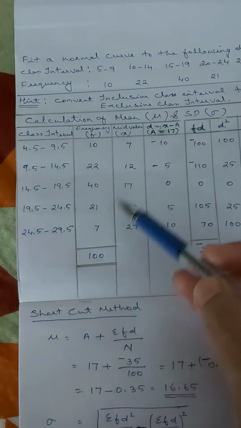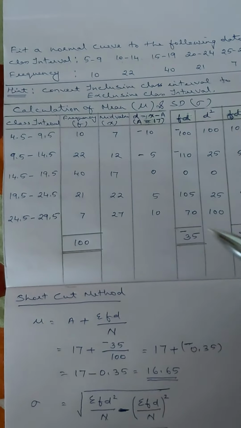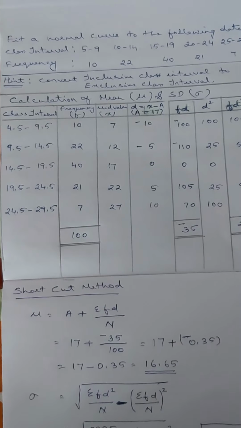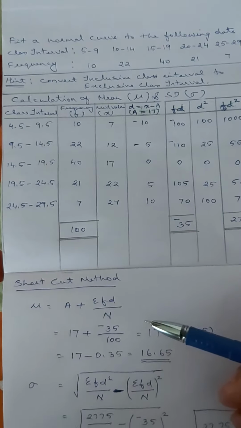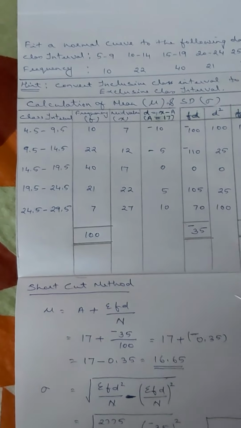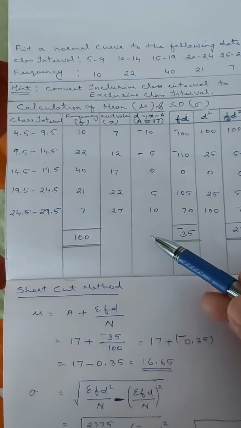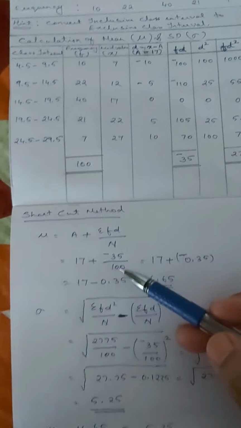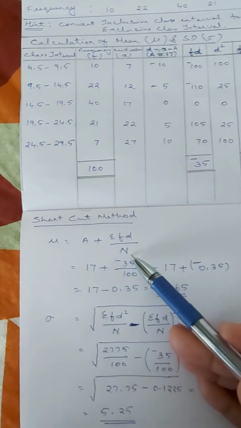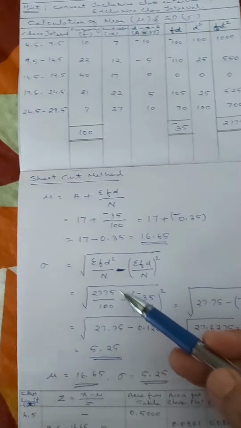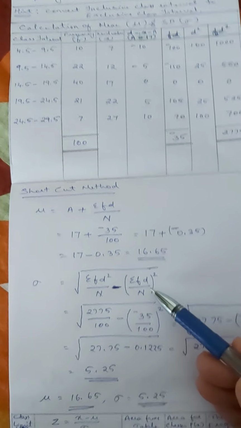Now you have to calculate the mean and standard deviation, which are the parameters. How to calculate them? You know there are three methods. In the first question we used the direct method. In the text you are given the step deviation method. So we can use the second method, that is the shortcut method. In the shortcut method, the formula to calculate the mean is A plus sigma fd divided by n, and the standard deviation is the square root of sigma fd square divided by n minus sigma fd divided by n the whole square.